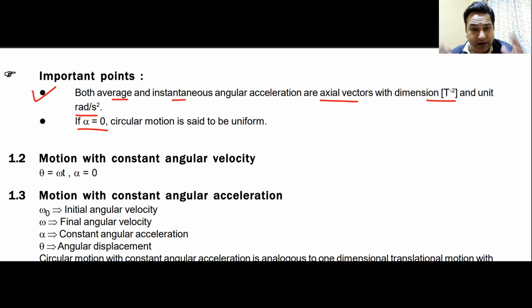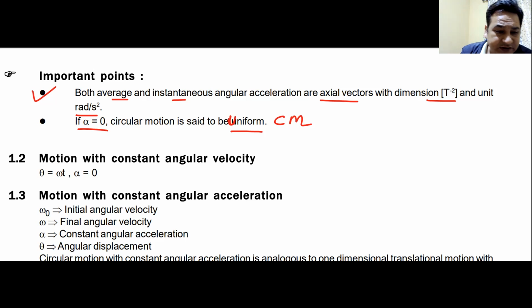If alpha is 0, there is no angular acceleration, and the motion becomes uniform. I'll call it uniform circular motion, UCM. Do we understand this? If alpha is 0, motion becomes uniform circular motion. Can I have some raise hand that we understand this? What we have done in today's class, we have seen uniform circular motion, and we have seen what is angular acceleration.